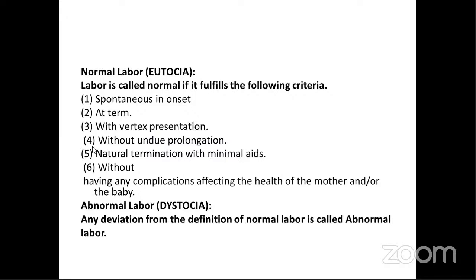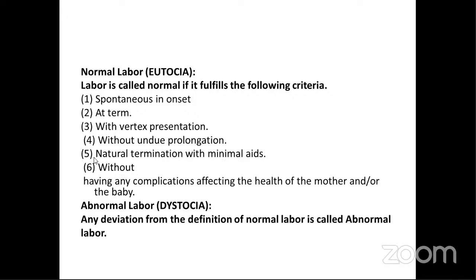Okay. Then the fourth criterion is without undue prolongation. Always remember that the labor will have certain stages, the first, second and third stage of labor. Each and every stage of labor has an average duration or a normal specific time for its completion. So any of the stages of the labor should not have any prolongation or abnormalities to be considered a normal labor. Each stage of the labor has to go through a proper duration to say that it is a normal labor. So without undue prolongation of any of the stages of the labor is what we call a normal labor.